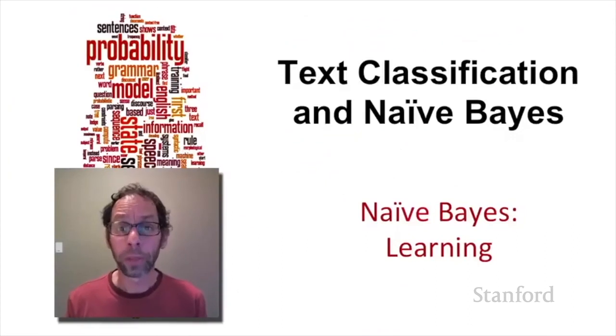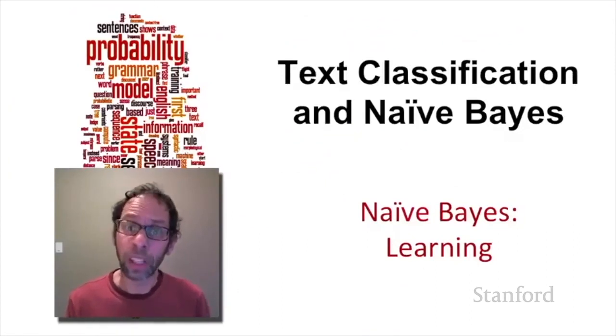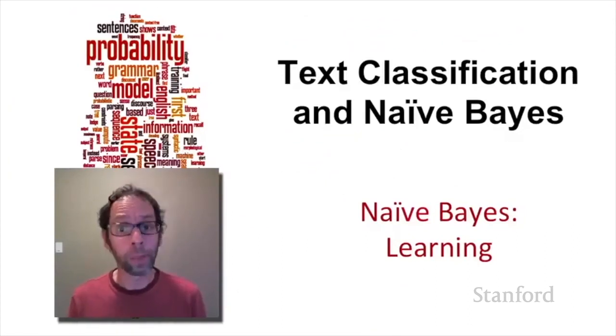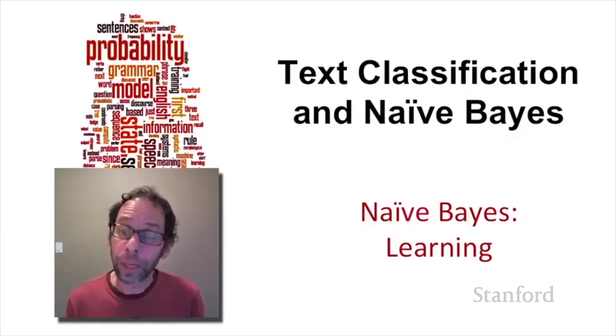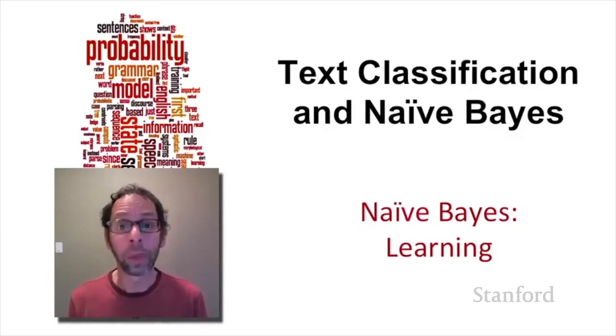So learning the parameters for naive Bayes, a simple computation for the prior, and a slightly more complex computation for the likelihood, in which we can use add one smoothing and we can deal with unknown words.